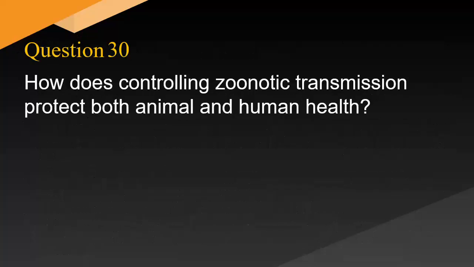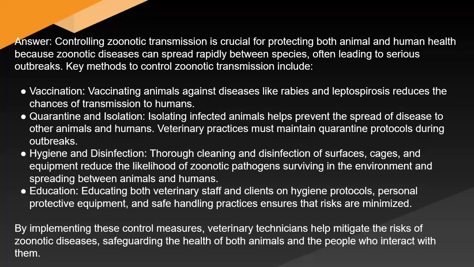How does controlling zoonotic transmission protect both animal and human health? Answer: Controlling zoonotic transmission is crucial for protecting both animal and human health because zoonotic diseases can spread rapidly between species, often leading to serious outbreaks. Key methods to control zoonotic transmission include vaccination. Vaccinating animals against diseases like rabies and leptospirosis reduces the chances of transmission to humans. Quarantine and isolation. Isolating infected animals helps prevent the spread of disease to other animals and humans. Veterinary practices must maintain quarantine protocols during outbreaks.